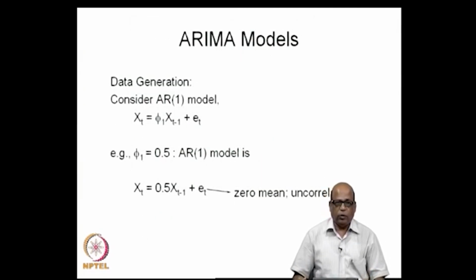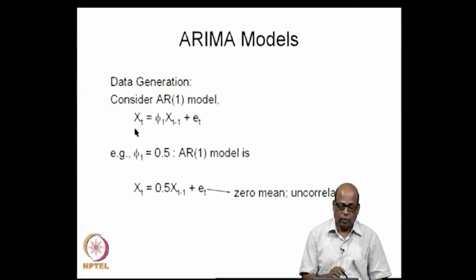Now, for the data generation, remember, we are talking about long sequences of data generated based on the models that we have built on the historical data. So, let us say that we have an AR1 model, that is, autoregressive model of order 1. We write this as x_t = phi_1 x_{t-1} + e_t.